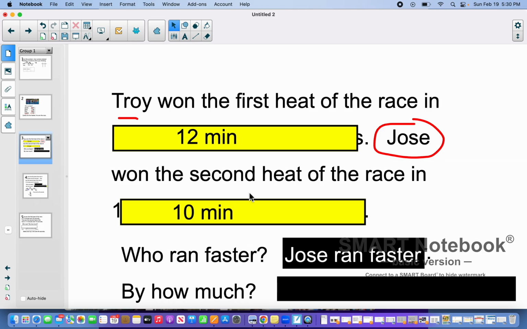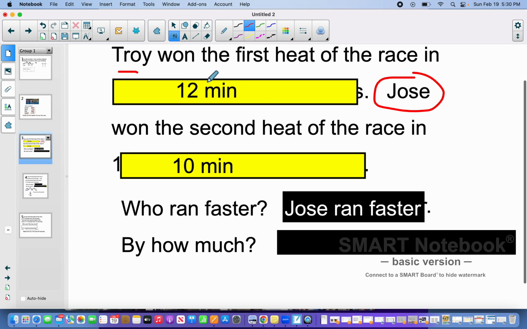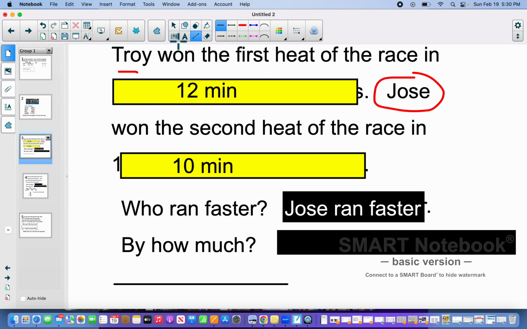So pause the video. How much did Jose beat Troy? So take a second, see if you could figure it out. So welcome back. So with these problems, on a test, you have to label it. So you're going to put the shorter time here, the 10 minutes, and you should label it 10 minutes. Okay, and you can even label that as Jose's time. So we could put in a J for Jose. And then over here was Troy's time, Troy. And Troy did it in 12 minutes.